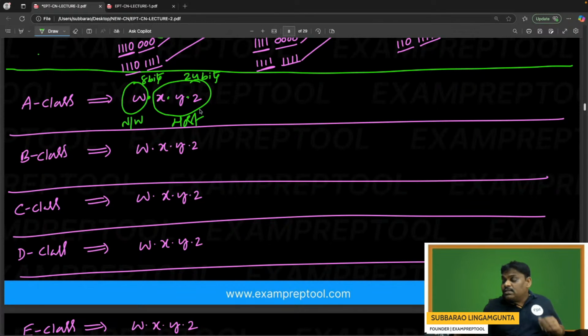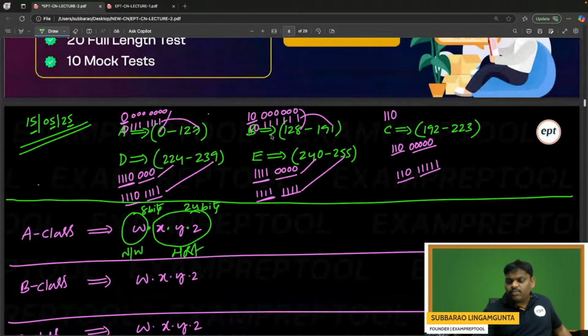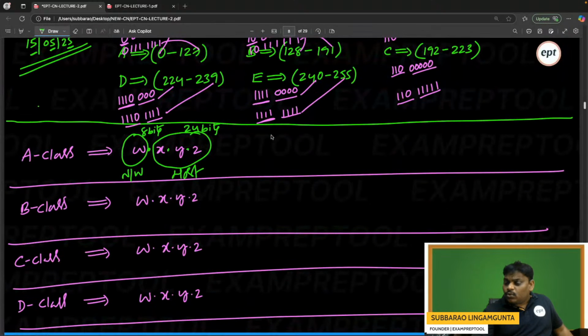Some people are asking, sir, how to identify it is a class A? By seeing the first octet, I can identify. How to identify it is a class C? By seeing the first octet, I can identify. You know how to identify class A, class B, like that. All the classes, how to identify, you know. The next story is, in class A, how many bits for network, how many bits for host? What is the need? I will say within a few minutes. First of all, let me say how many bits in class A for network, how many bits for host.